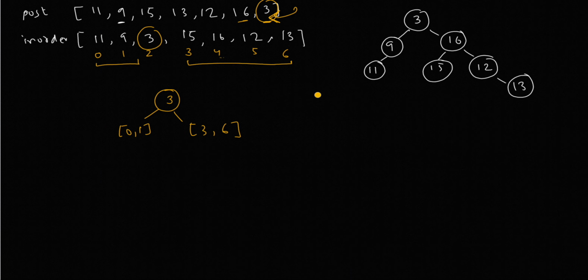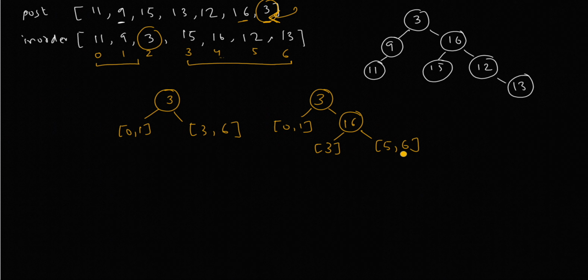So if we say that the element on index 4 has got to be the next root, then what is on the left from 4? 4 is gone already, so there's only 3 left. And on the right, we can only have elements from 5 to 6. Left is still 0 to 1. And the same thing goes on.